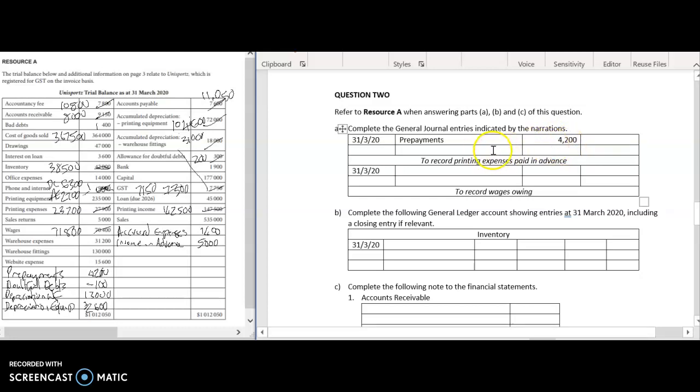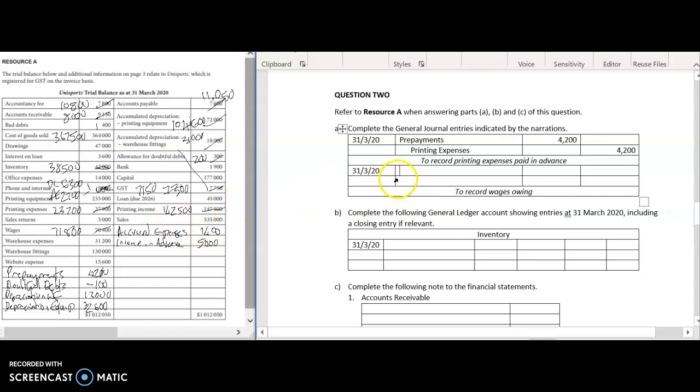Good idea to put the comma in. It just means that you get the right figure. And the credit was for the printing expenses. They belong to next accounting period, not this one. So we're going to take them out of this year and put them into next. 4,200. Done.